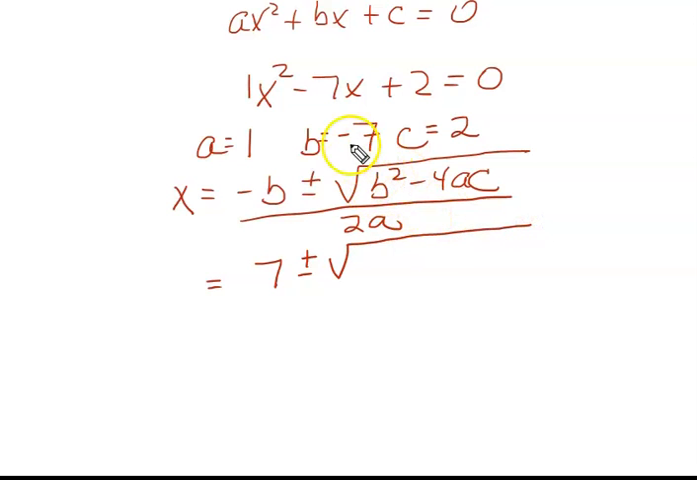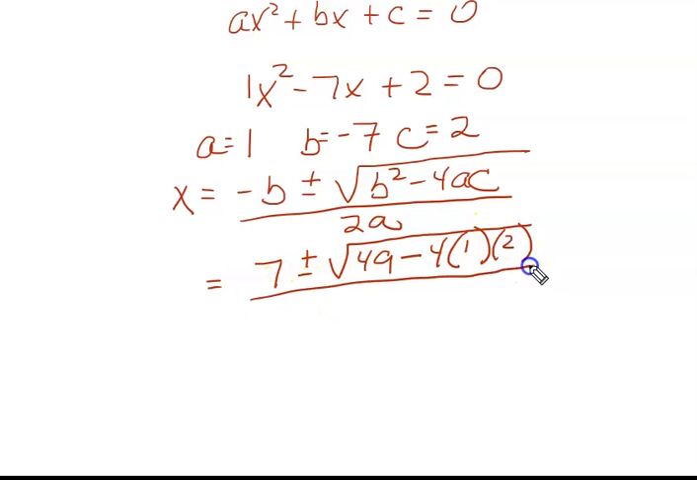Now we square a -7 and get 49. And then -4, and our A term is 1, and our C term is 2. And that's going to be all over 2 times A. 2 times 1 is 2.